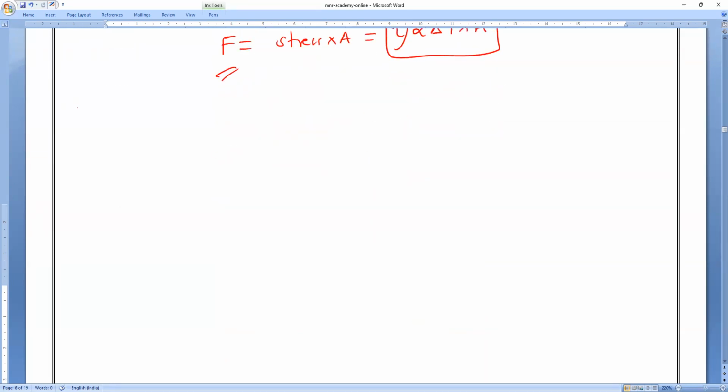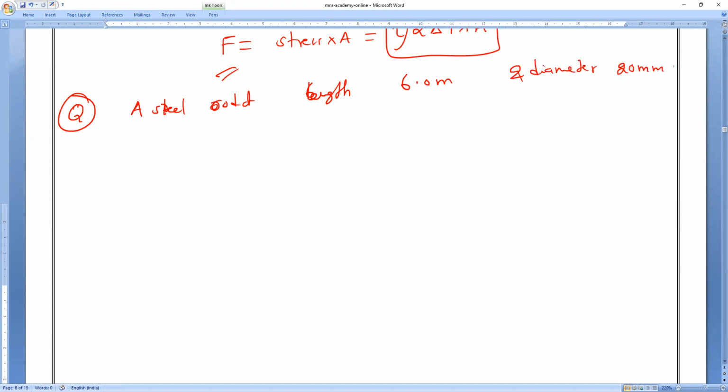Will everybody understand what thermal stress and thermal strain are? Yes. So now write it. A steel rod of length 6 meters and diameter 20 mm is fixed as shown.